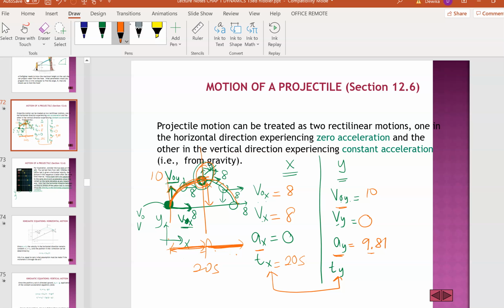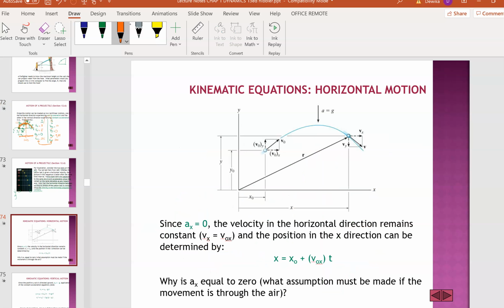It's 10 seconds, halfway. But for the total time that's taken, it will be 20 seconds or so. This is the only thing common that these two are sharing, the time. Otherwise, this and this are very independent of each other. Okay, let's go to the textbook.